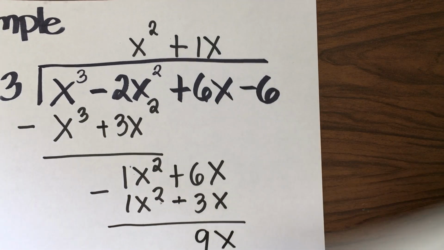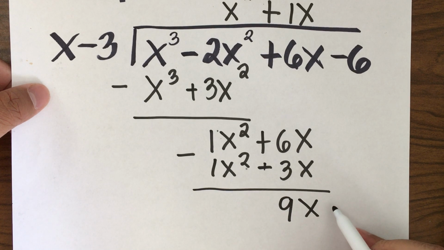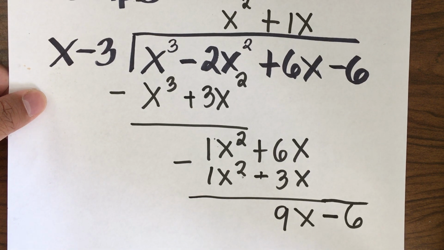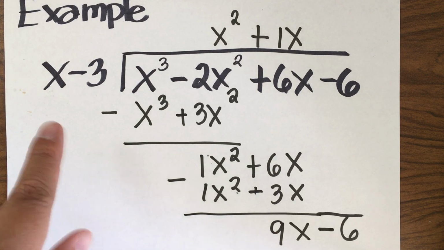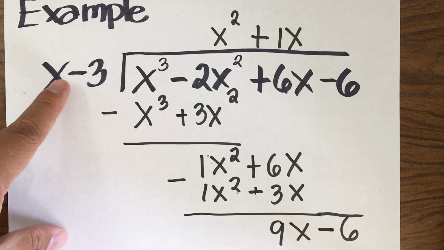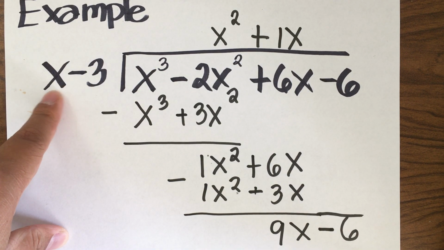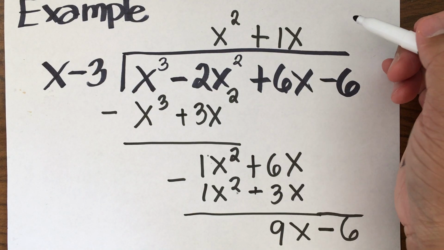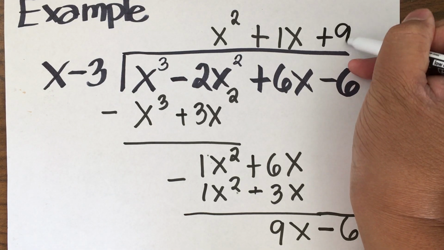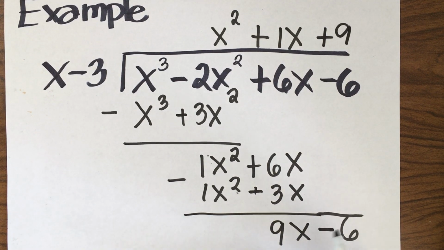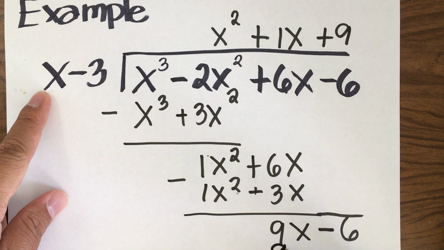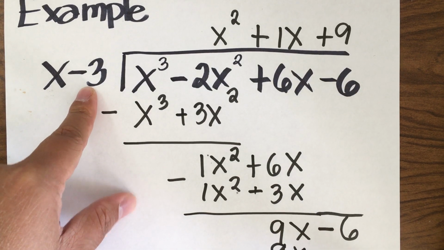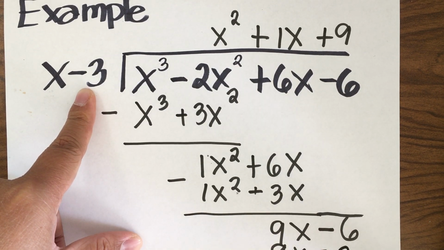And lastly, we have to bring down our negative 6. So we're almost done. What number are we going to multiply to this that will give us 9x? Okay, very good. That's 9. So you can just put plus 9 in here. Again, why plus 9? Because this is a positive. 9 times x is 9x. 9 times negative 3 is negative 27.